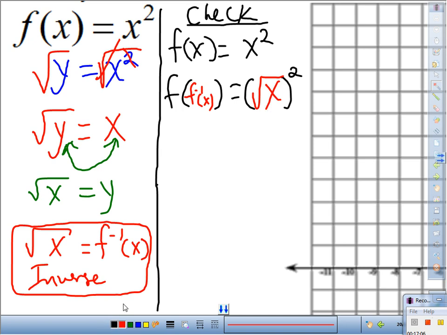So let's see, I end up with f of f inverse of x equals, let's see. Wait a minute, doesn't the square cancel the square root? Yes, and we're left with x. That one is the inverse.